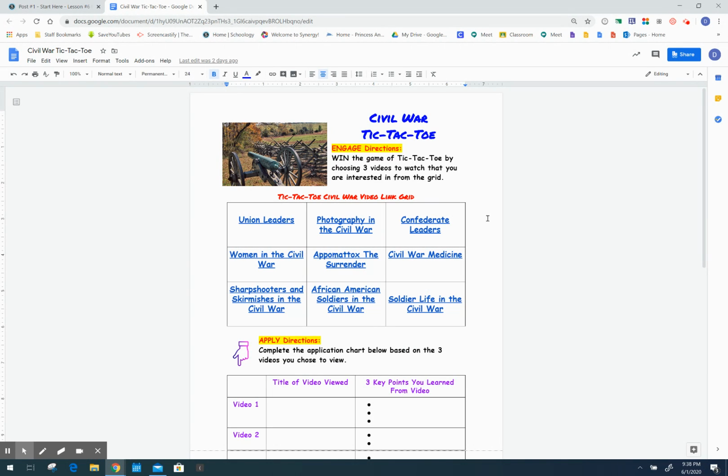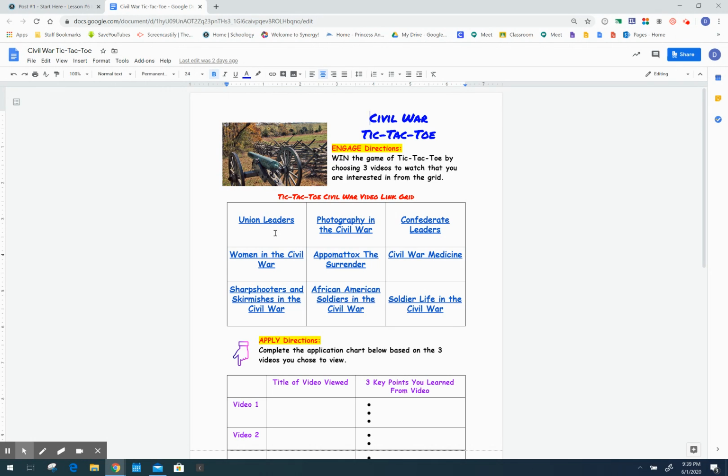What we've put together is a Civil War tic-tac-toe grid. So I'm sure you've played that game before. It basically affords you the opportunity to look at three videos of your choice in a tic-tac-toe arrangement. So diagonally, or any of the columns, or any of the rows. And you can see these are the choices.